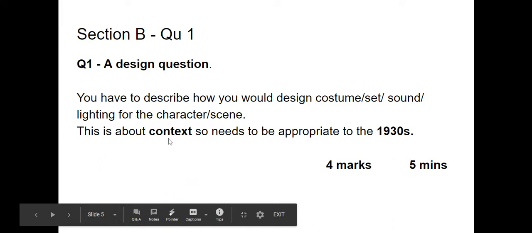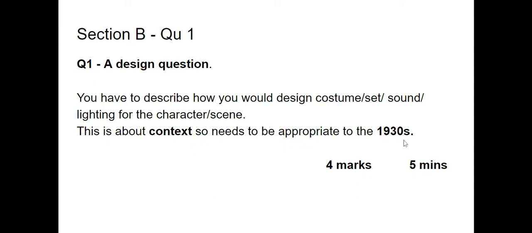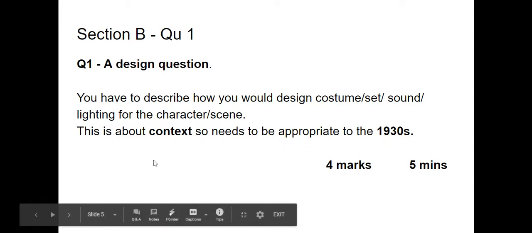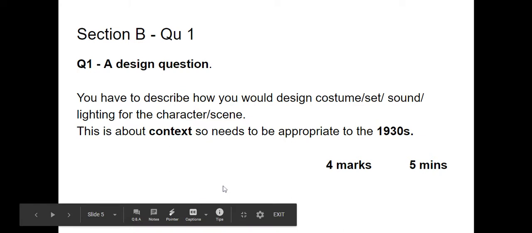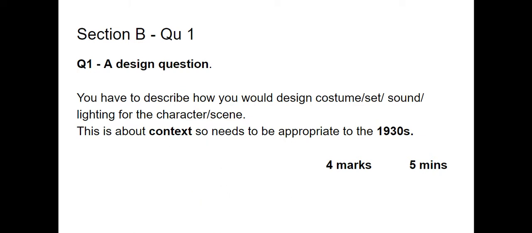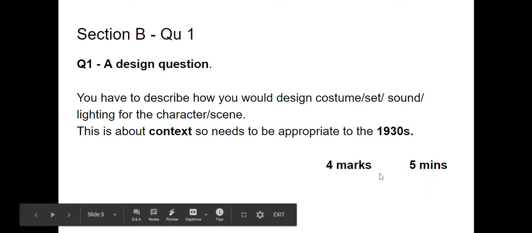This is always a context question, hence the bold there. So it needs to be appropriate to the 1930s. There will be a phrase in the question saying that, and so literally quote that phrase in your answer. It's showing that you understand what design would be needed for that time. It's full marks. You can do that in 5 minutes because it's only a describe question, not an explain as well.